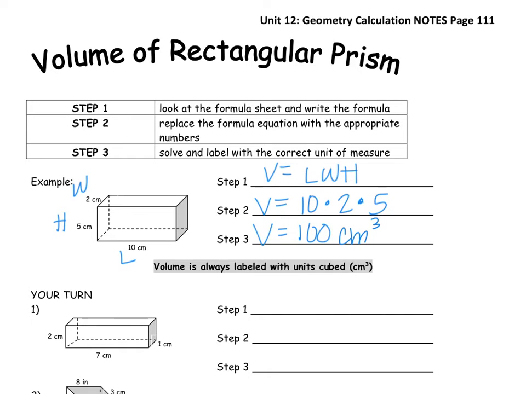Alright, so next we have, we'll call 7 the length, 2 the height, and 1 the width. So it's length, width, height. So we have 7 times 1 times 2. 7 times 1 is 7, 7 times 2 is 14 centimeters cubed.